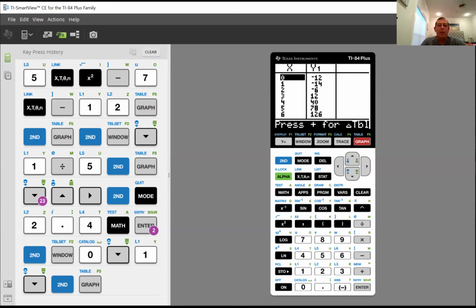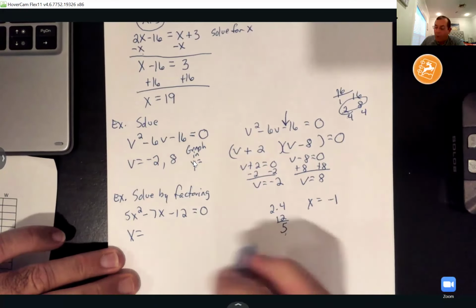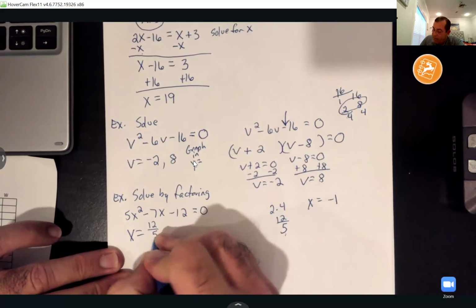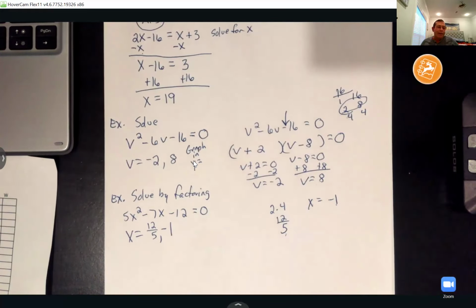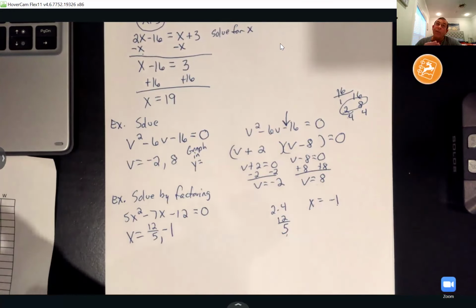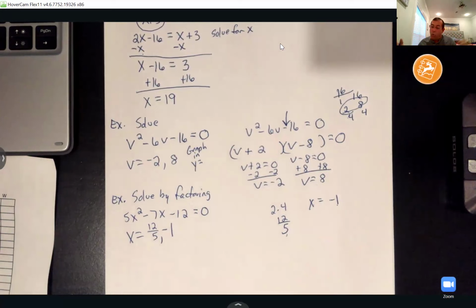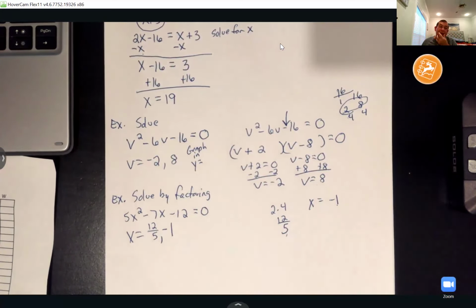So I would go in. My answers would be x equals the 12/5 that we got and the -1. So that's the easiest way to do these. Or the other easy way, well, not so easy, but you could plug it into the quad formula using your A, B, and C. Whew, but that takes a lot of work on that quad, okay?